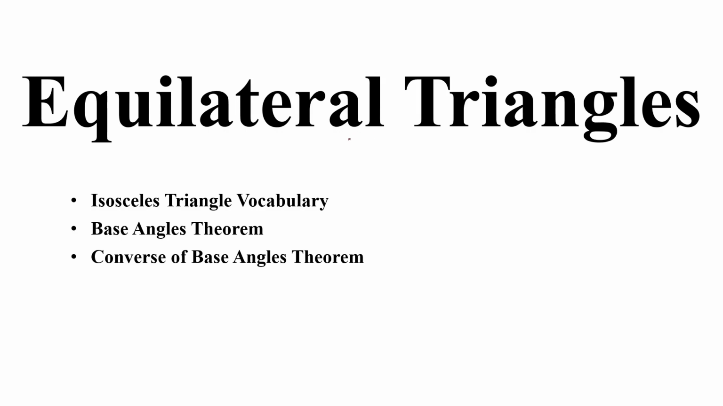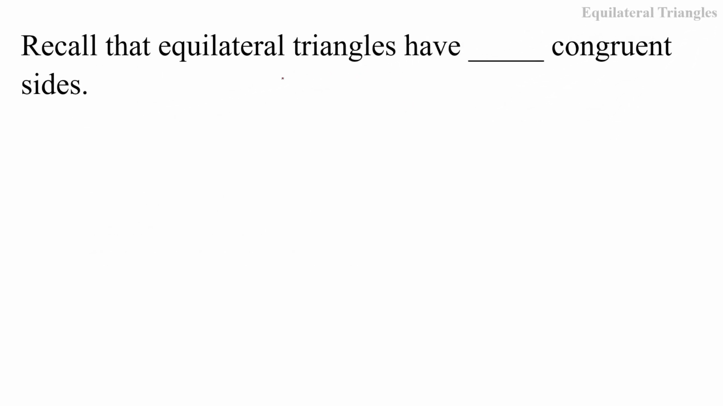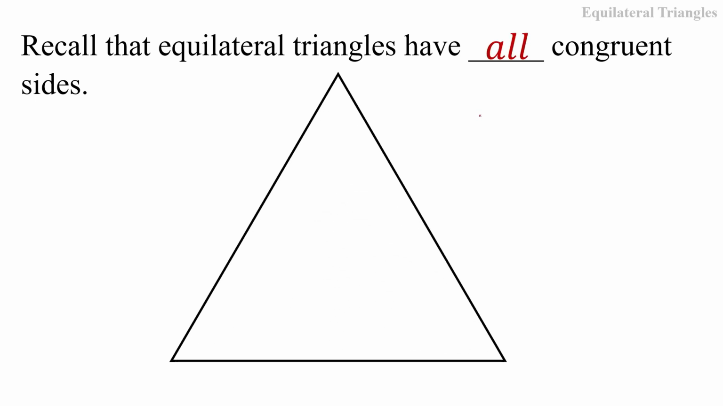So let's move on to the equilateral triangle. We'll start off by defining what an equilateral triangle is in case you forgot. Remember that an equilateral triangle has to have all congruent sides. For example, they always look like this. All three of these sides are equal, so we put those little marks to signify they're congruent.